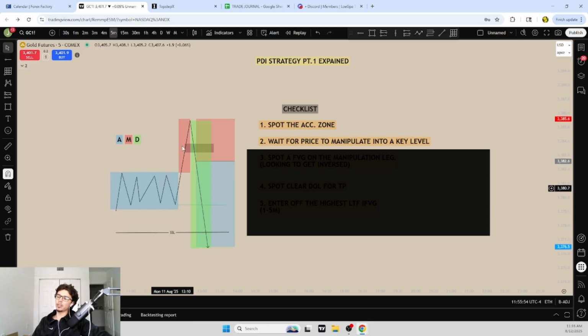So what do we have here? Price manipulated higher, sweeping out all this accumulation zone high. And then what else did it do? Well, it manipulated into this bearish fair value gap, a key level. Again, if you guys don't know what key levels are, I have an entire video on key levels. I will leave the video in the description. So spot the accumulation zone and wait for price to manipulate into the key level.